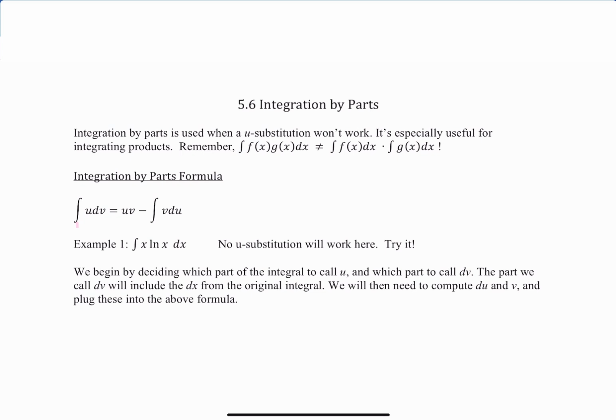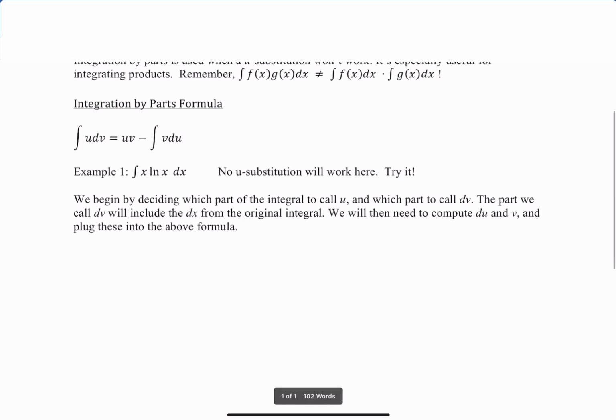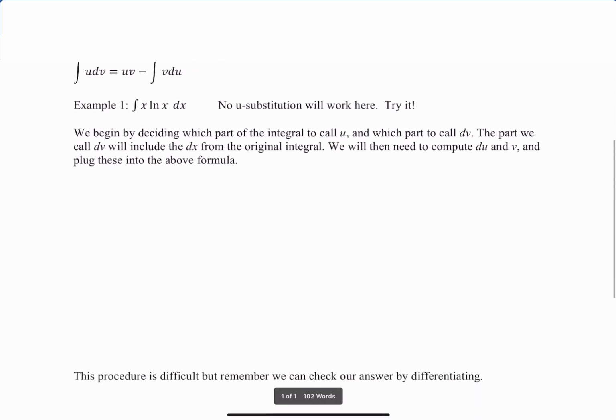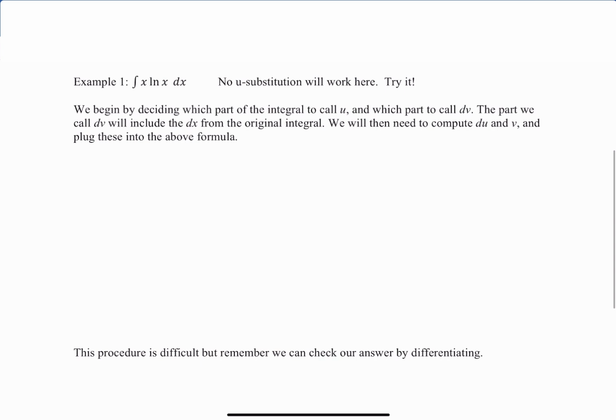The integration by parts formula says that if your integral is of the form u dv, then you can evaluate it by doing uv minus the integral of v du. And I know right now that makes no sense, so let me show you an example. We are going to find the integral of x ln of x dx. And this is one where you can try any u substitution you want, it's not going to work.